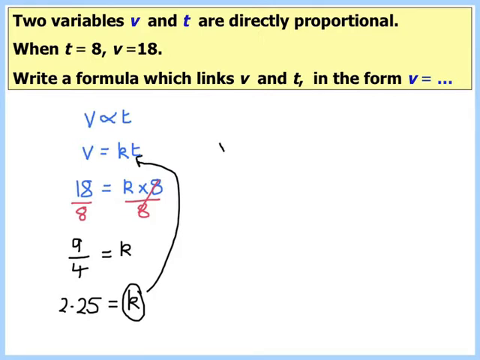So rewrite that, I've got v equals k, which is, I know, 2.25 lots of t. And that's always going to be the relationship between v and t for any values, because we know they're directly proportional. So that is the formula which always links v and t, given that set of numbers.